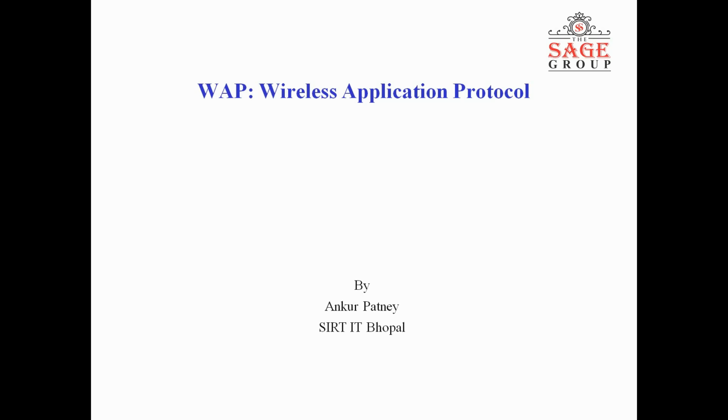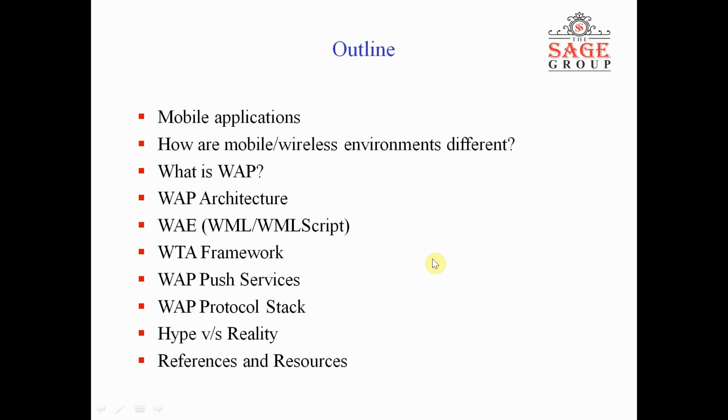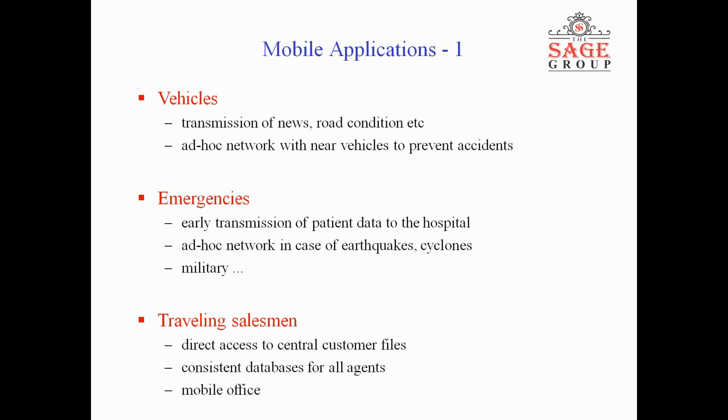Good morning, students. Today I will tell about WAP, that is known as Wireless Application Protocol. In this, we study about these things, that is mobile application, how mobile and wireless environments are different, why it is used, what is the architecture of WAP, and these are the components of it. You know?